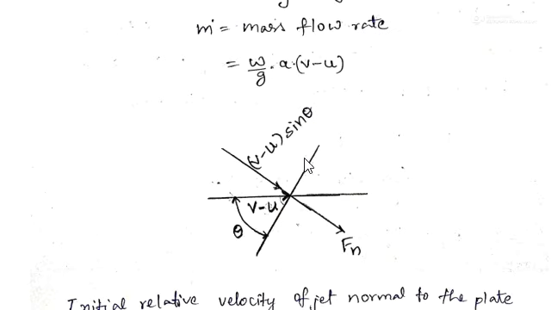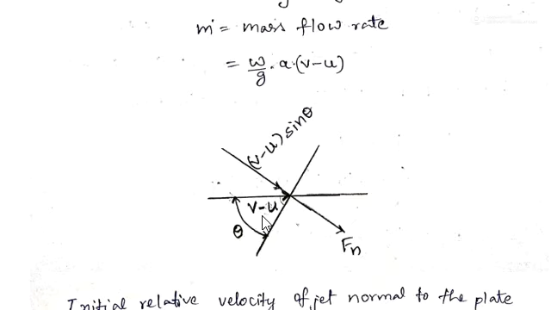Suppose this is the plate and this is the jet which is striking it with a relative velocity v minus u. It is striking this inclined plate, and theta is the angle between the jet and plate. So this component is v minus u, and it is making theta with this plate. When you resolve that into two components, one is along the plate, one is normal to the plate. We are interested in the component of velocity normal to the plate.